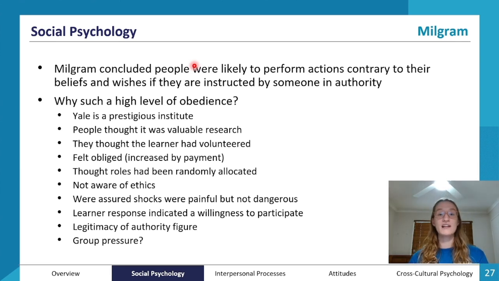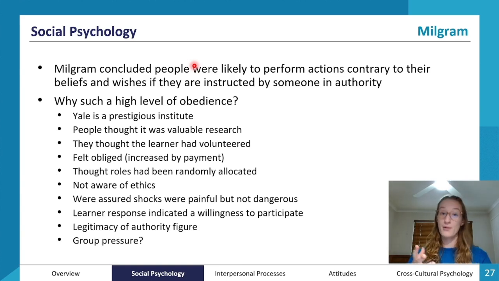So, for example, in the context of this study, they were more likely to obey and give someone the shock even if they didn't want to, because they were instructed by someone in authority. Milgram actually used this research to suggest that many members of the Nazi Party were merely being obedient because they were instructed by someone in authority, which is very interesting when you think about the implications of that.